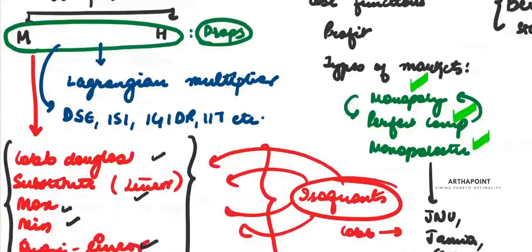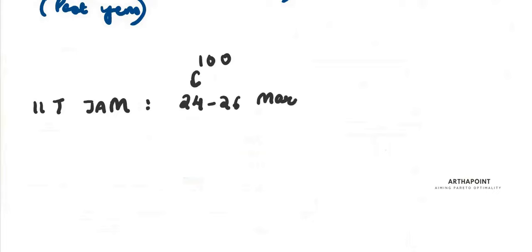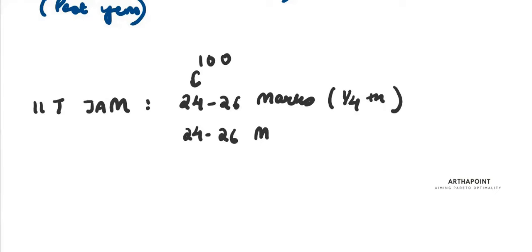In your IIT exam paper, out of 100 marks, micro comes for 24 to 26 marks. So it is 1/4 of the paper. And maths also comes for 24 to 26 marks. That's also 1/4 of the paper. So that's the reason why we want to do micro and maths first. Also, because I will be using a lot of my maths concepts in micro. So we have to take them simultaneously.